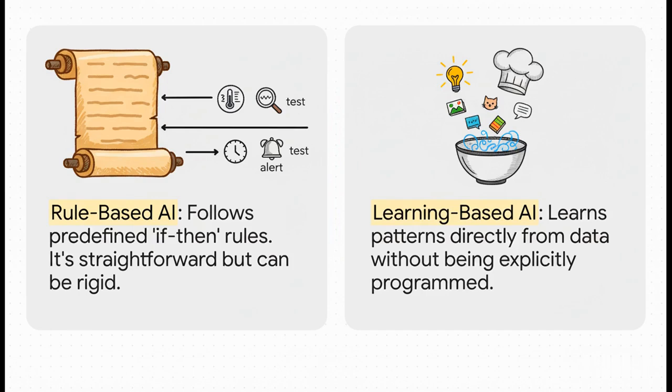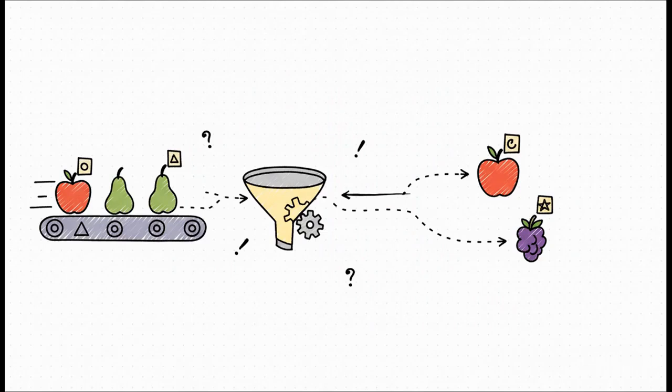But then you have learning-based AI. This is more like a seasoned chef who just knows. They learn from the ingredients themselves, figuring out patterns on their own. And that is where almost all modern AI is headed. So let's talk about that learning-based style.